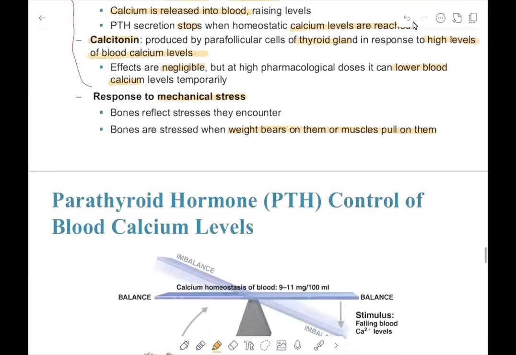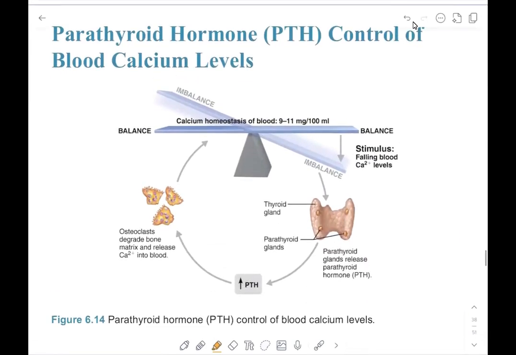So our next slide is going to show what PTH does, and it's what I already showed a little bit in the last video, but it's a negative feedback system. So the normal calcium homeostasis should be around this. You don't have to remember that number, but when it falls below that, the stimulus is falling calcium levels. It signals the parathyroid gland to release PTH. I want you to notice that this entire gland is the thyroid gland, and the thyroid gland primarily controls your metabolism, but some of those cells actually release calcitonin.